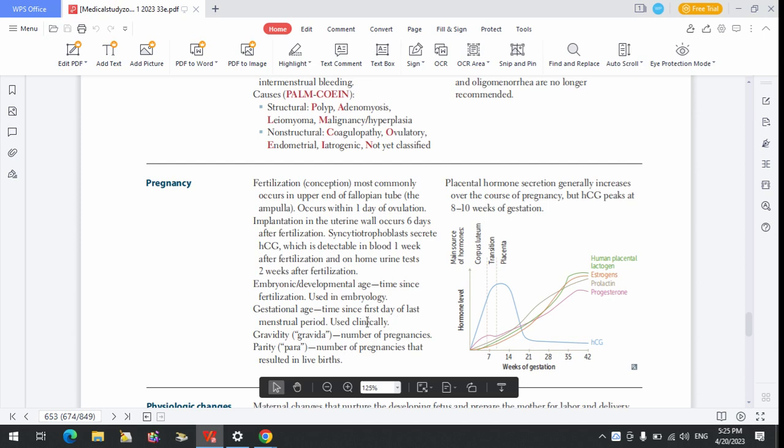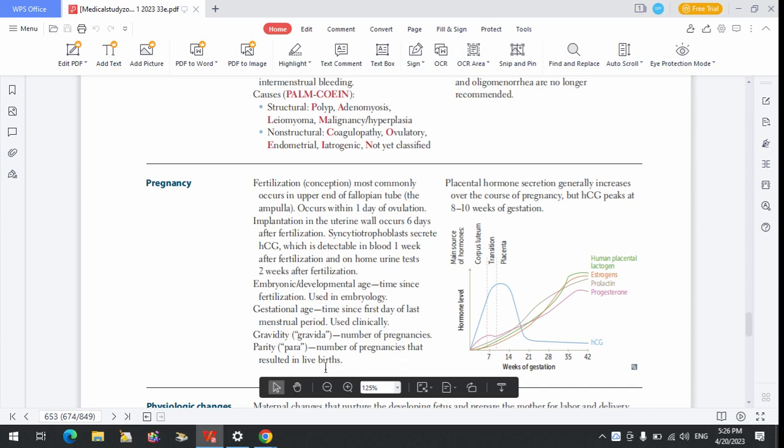So we use that one clinically to estimate the gestational age. Gravidity just means the number of pregnancies that a woman has had. So if this woman has been pregnant 10 times, the gravidity is 10. Parity is the number of pregnancies that result in live birth.